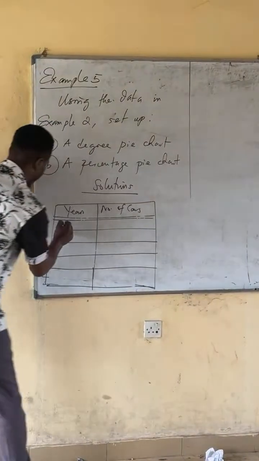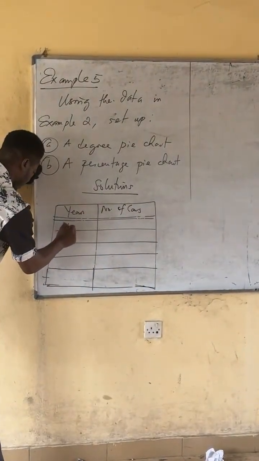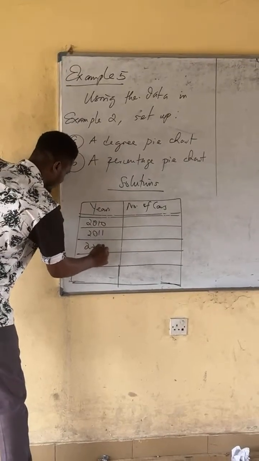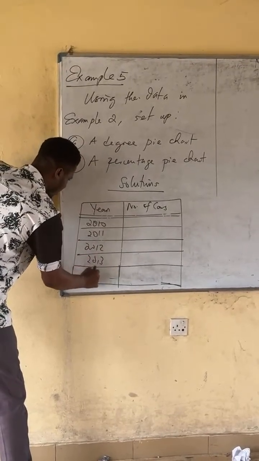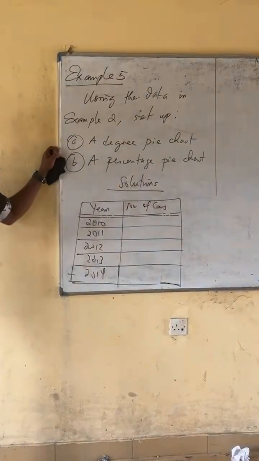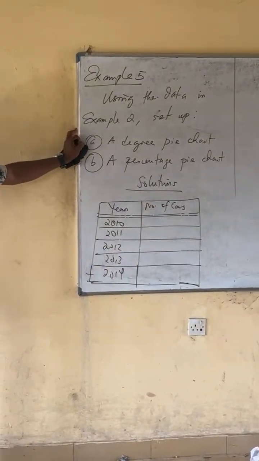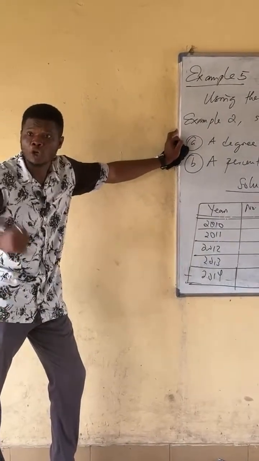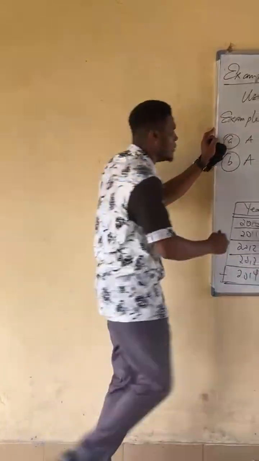See, this is 2010, right? 2011, 2012, 2013, 2014. Please do everything, all your calculations, do it in the table. Do all you want to do in the table. Let me show you how.